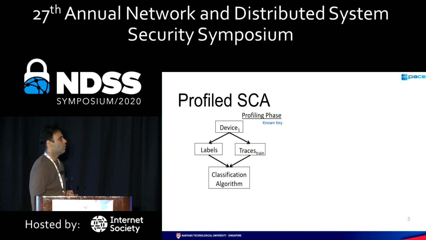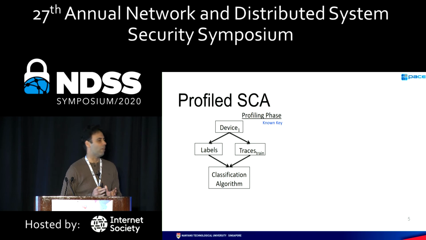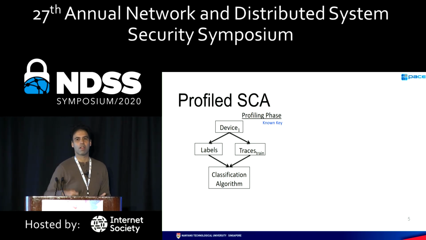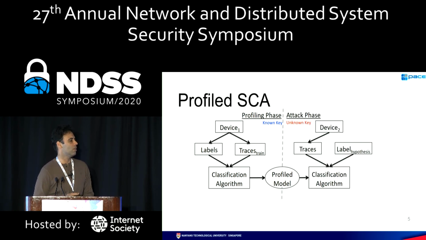So to look into profiled attacks, you start with a simple profiling phase where you have one device, and in a known key setting, you take a lot of measurements from it and feed them to a classification algorithm, and you get a profiled model. Then for the second part, which is the attack phase, you get your hands on a victim device where you don't know the secret key. You try to get only a few traces as fast as you can, and then you query your profiled model with those to get the value of the secret key.